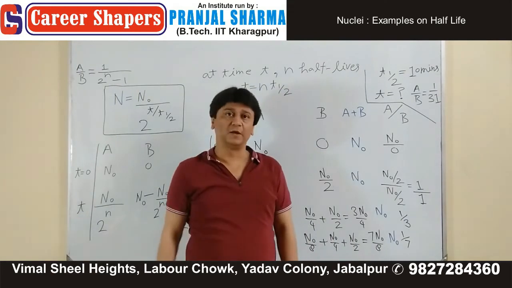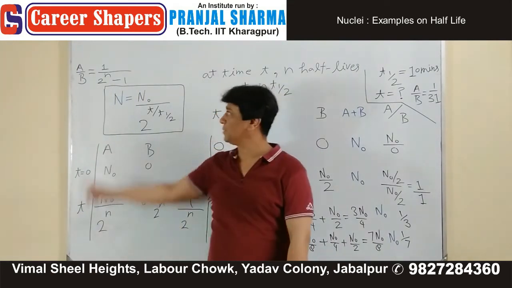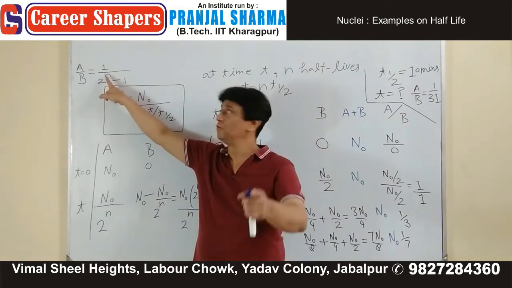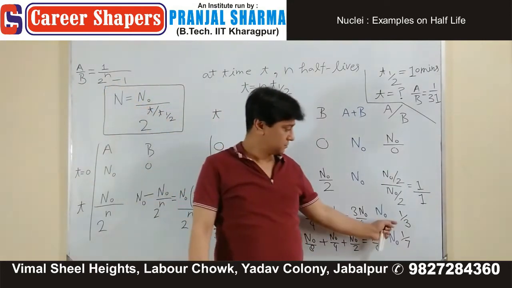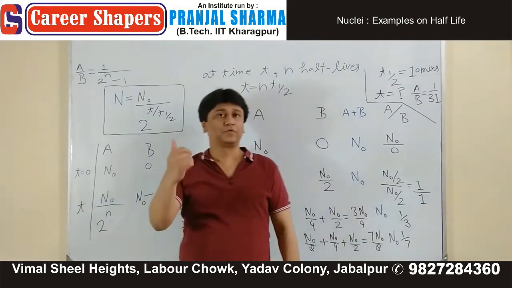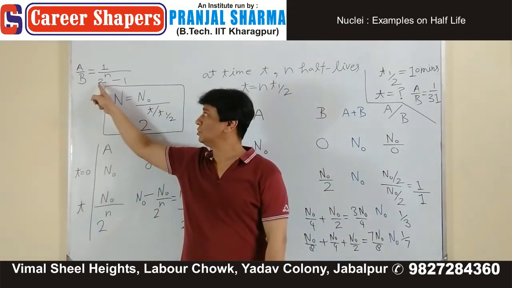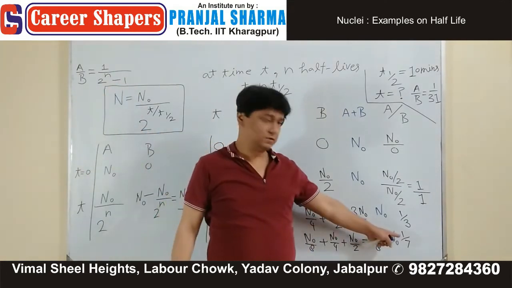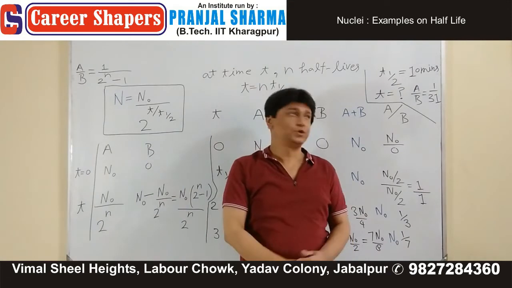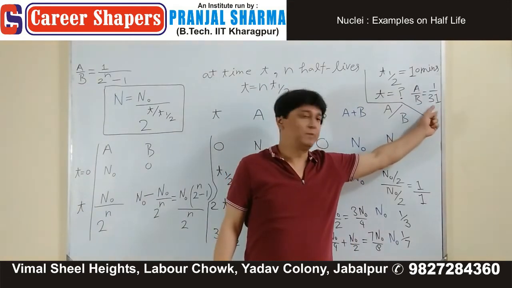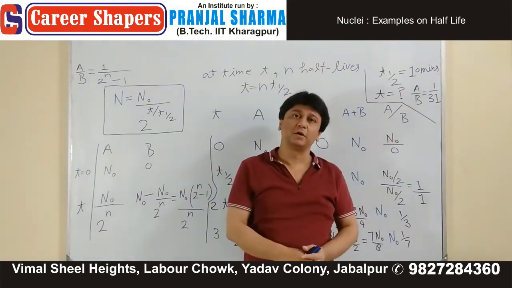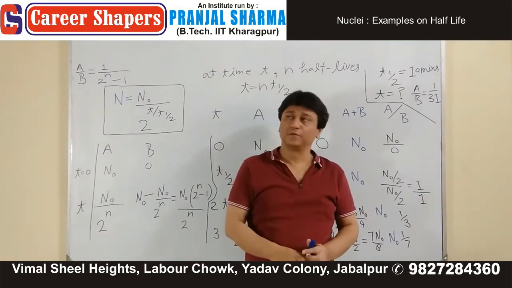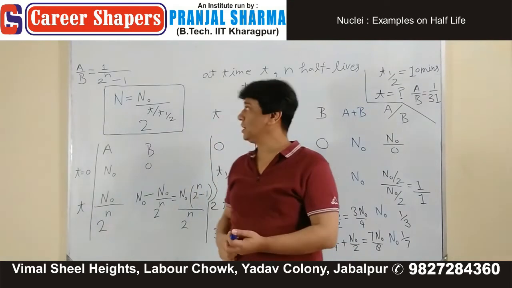After two half-lives means 2 to the power 2, which is 4. 4 minus 1, 3. After three half-lives, 2 to the power 3, 8. 8 minus 1, 7. Now the question which I asked you is, after what time will the ratio be 31? What is 31? 31 is 32 minus 1.